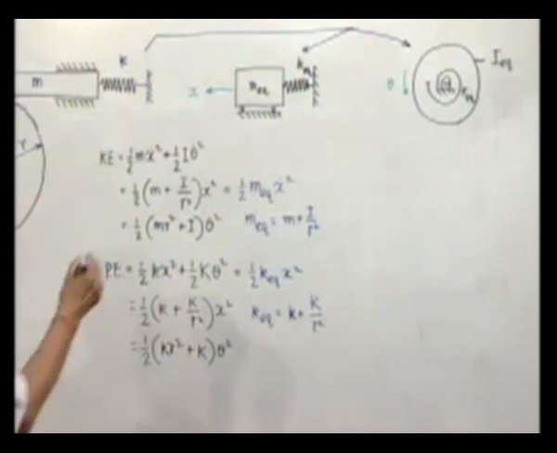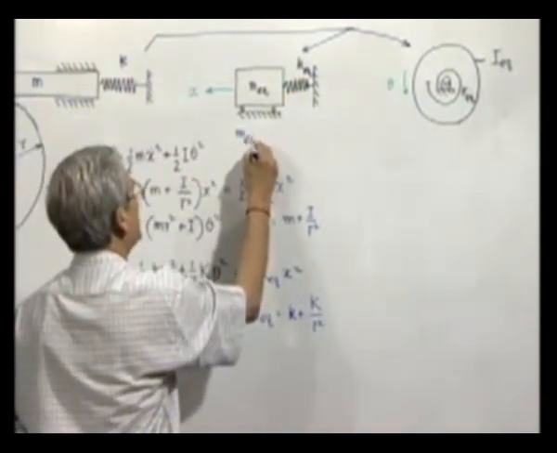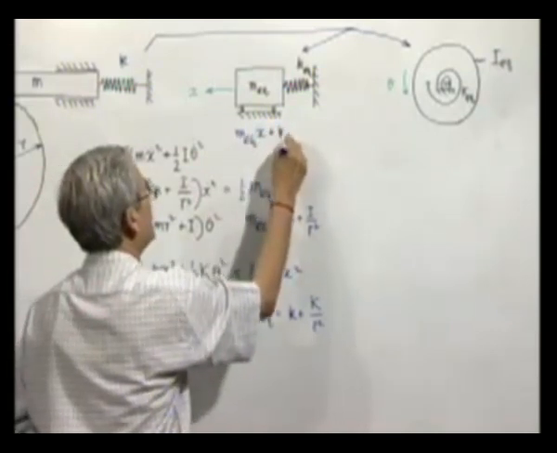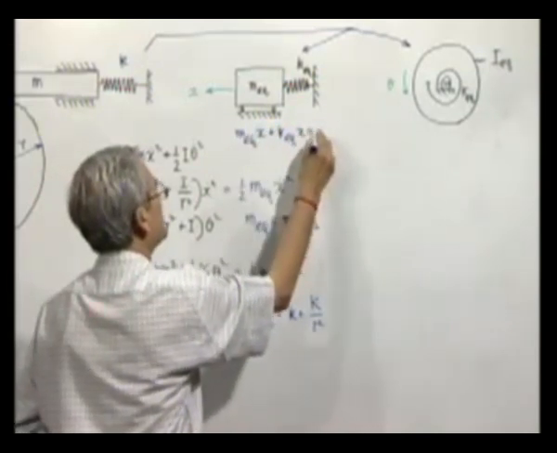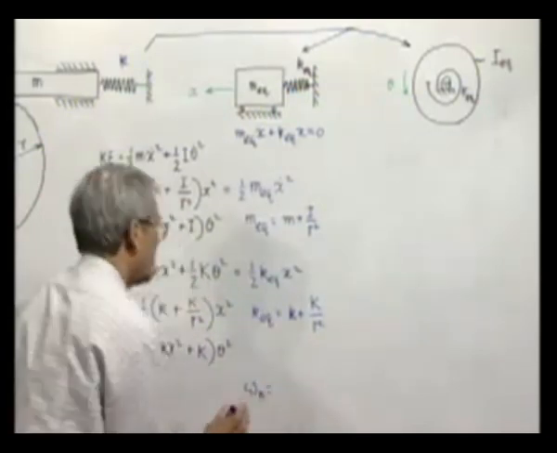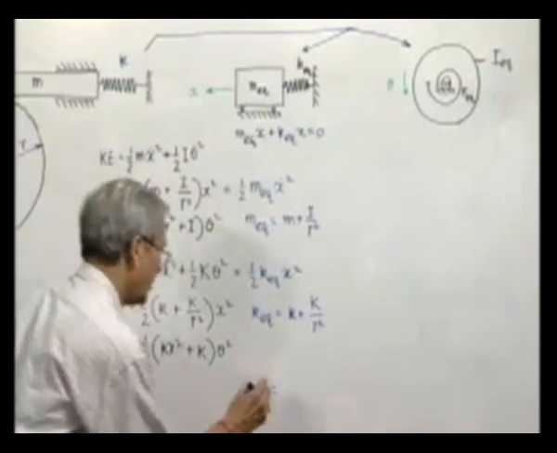And what will be the equation of motion for this? M equivalent x double dot plus K equivalent x equal to 0, and omega n will be equal to the square root of K equivalent by M equivalent.